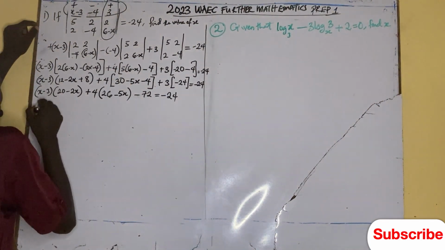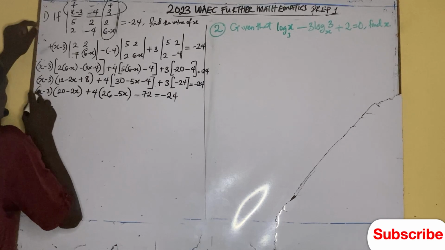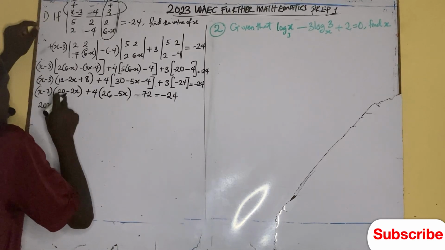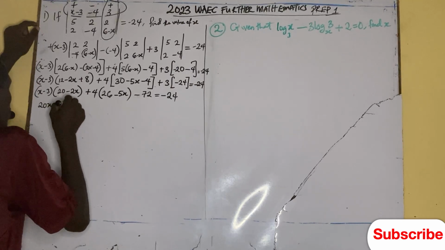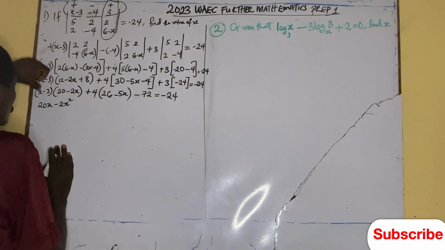X times x is x squared. X times 20 is 20x. X times minus 2x is minus 2x squared. Yeah, so let's only use x to multiply this bracket. Then use this one also.